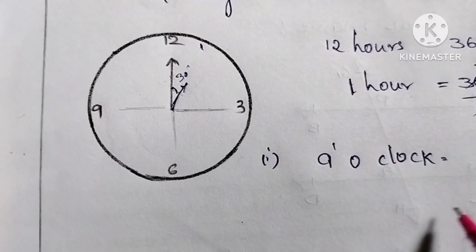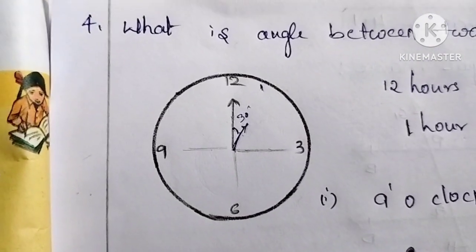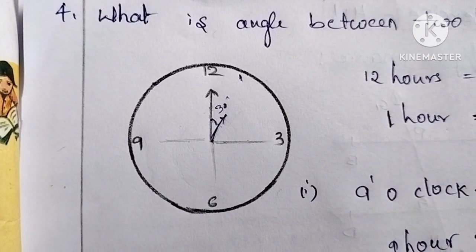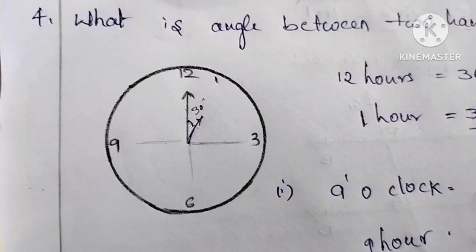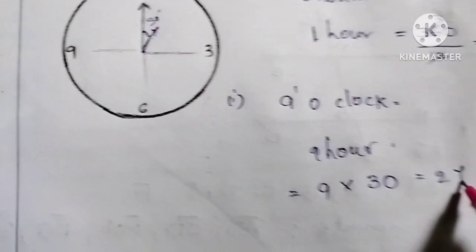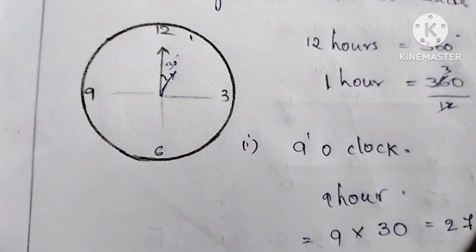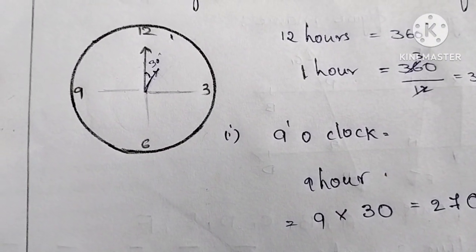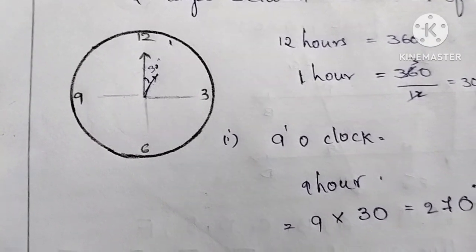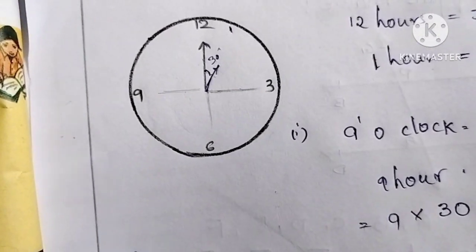Now we go for the first one. When the time is 9 o'clock, that means 9 hours. So 9 into 30 degrees for 1 hour. 9 3s are 27, so 270 degrees it is making at 9 o'clock.